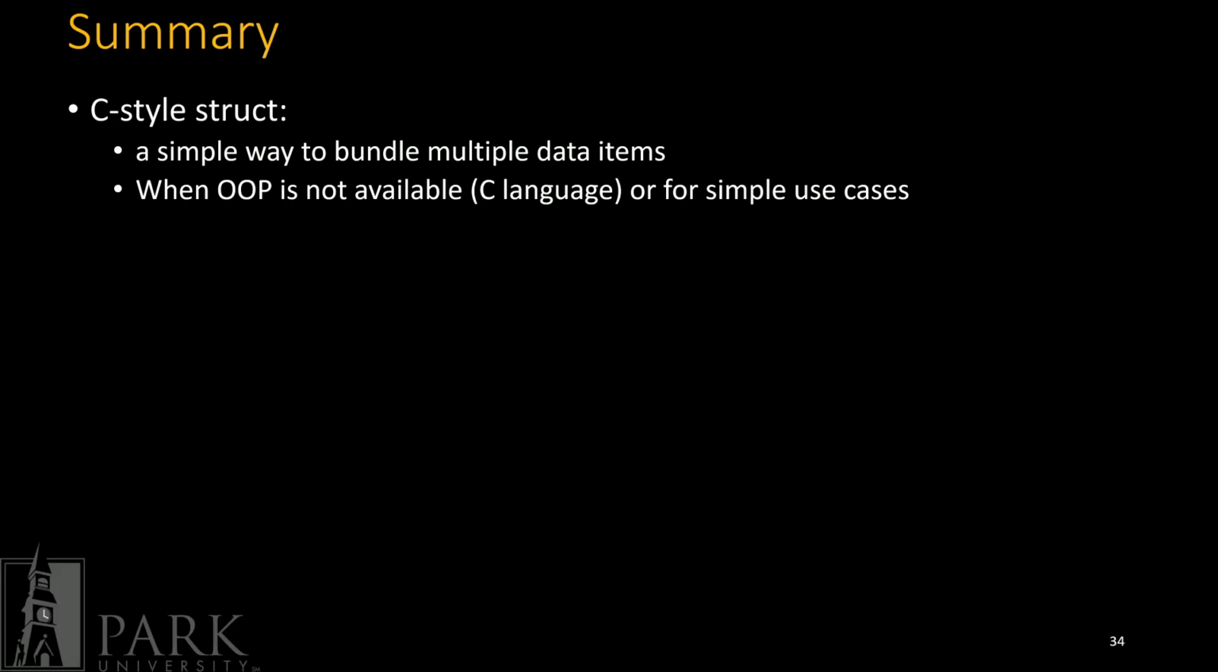And that brings us to the end of this lesson. Hopefully you learned how C-style structs can be used in a simple program to bundle multiple data items. It can be useful when object-oriented programming is not available in a language like C, or for simple cases where object-oriented programming could be overkill. In languages like Python, you'll use the dictionary data structure in a very similar way.